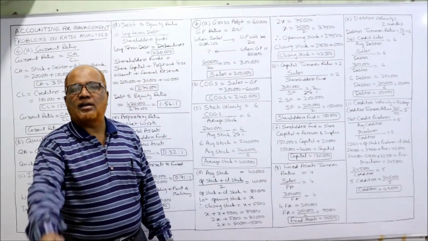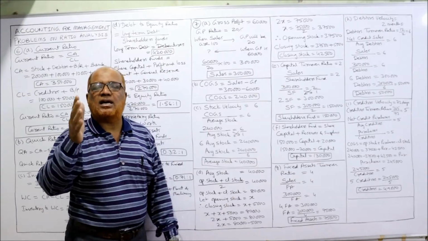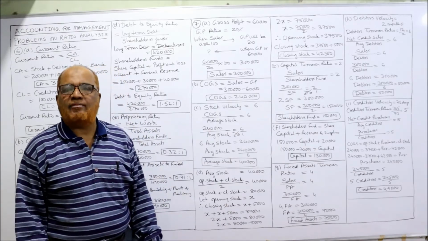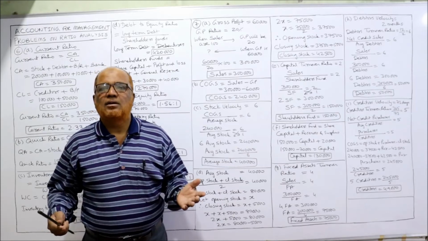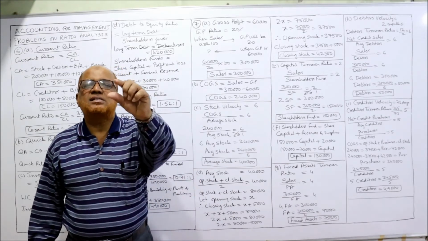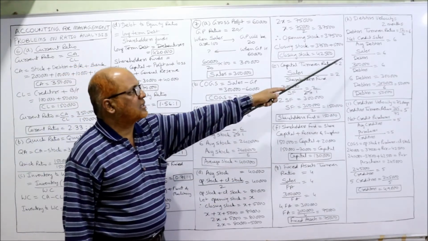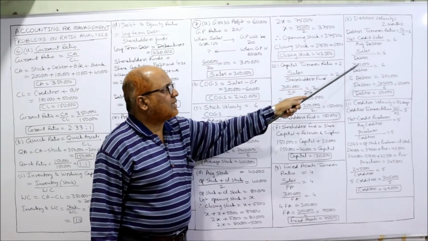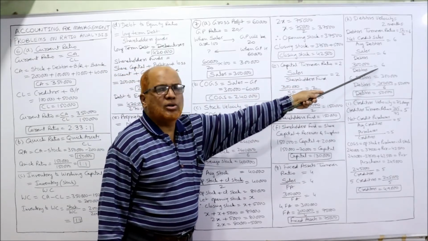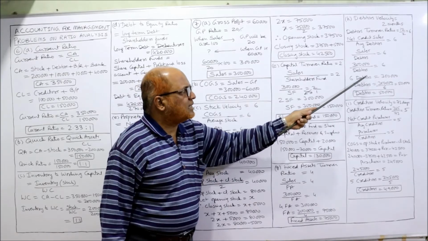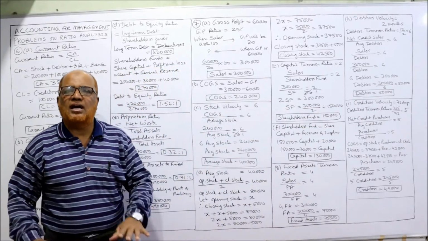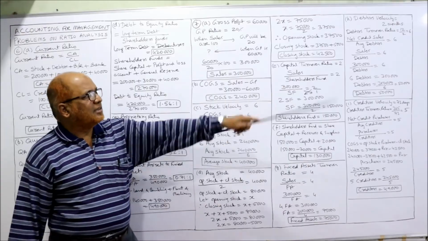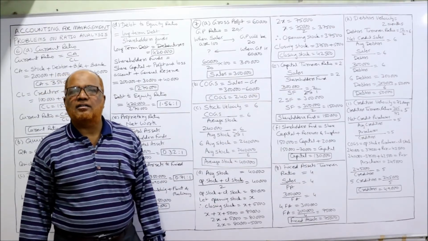The formula for debtors turnover ratio is net credit sales divided by average debtors. But we are not given any opening debtors. So simply we can take sales by debtors is equal to 6. Sales are 3 lakh. 3 lakh divided by debtors is equal to 6. Cross multiply, 6 debtors, 3 lakh. Debtors, 3 lakh divided by 6, 50,000. That's all. By using this ratio we got debtors.